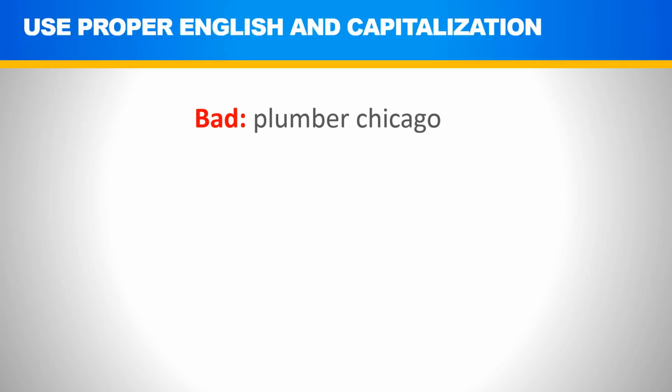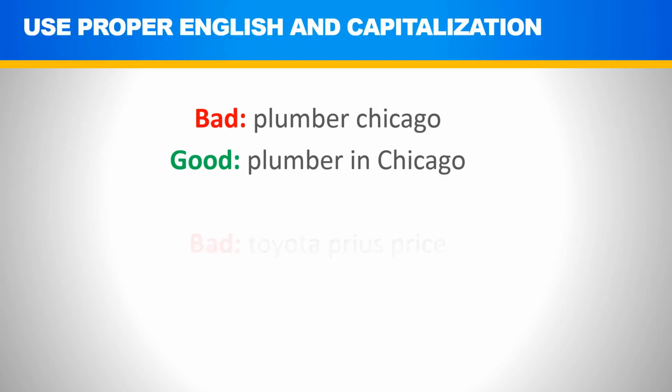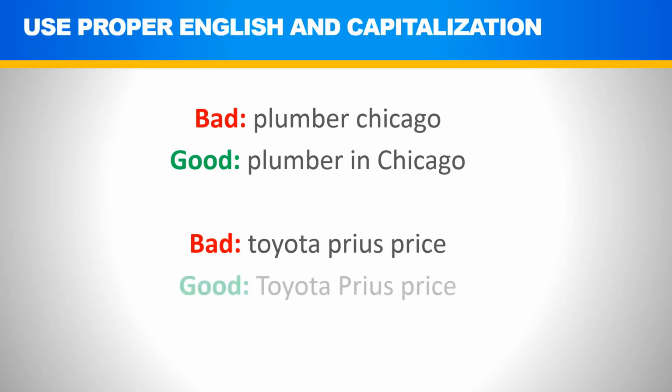So instead I would convert this into an anchor text that looks like plumber in Chicago with the C capitalized. And that's proper English. That will work in an article as well. Last week I was looking for a plumber in Chicago, right? Another example could be Toyota Prius price. I don't know why anyone would try to rank for this, but these are proper nouns. Toyota and Prius is a brand or a type of car. These would be capitalized, so just go ahead and capitalize this here.